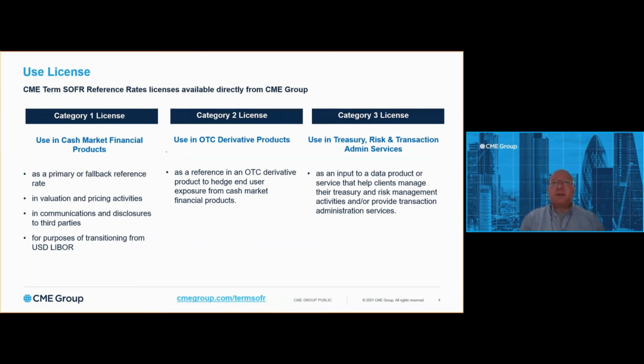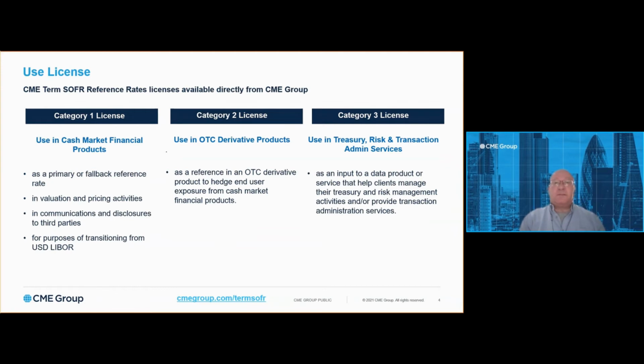There are 3 categories of use licenses which are only available directly from CME. Category 1, using cash market financial products. Term SOFR is available for use as a primary or fallback reference in cash market financial products such as loans, mortgages, bonds, money market instruments, cash securities, preferred stock, floating rate notes, structured notes, bank notes, forward rate agreements, capital or deposit instruments, and any other debt or credit instrument.